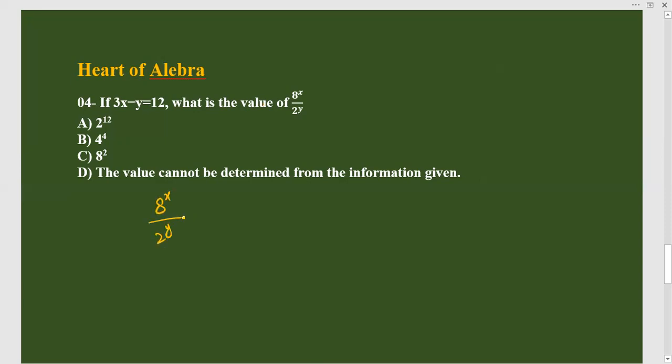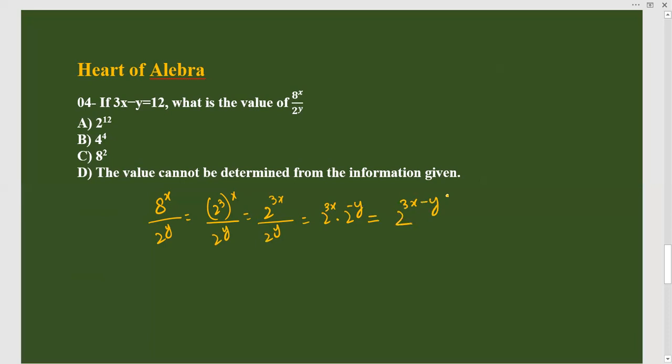Whenever this type of question is given in SAT or GRE, whatever the exam you are giving, make sure that you simplify the expression first. Definitely there is a trick, that's why. So you can write this in that form: 2 power 3 into x, because 2 power 3 is equal to 8, and that is 2 power y. So you can write this as 2 power 3x divided by 2 power y, and since the bases are equal, you can write this as 2 power 3x minus y.